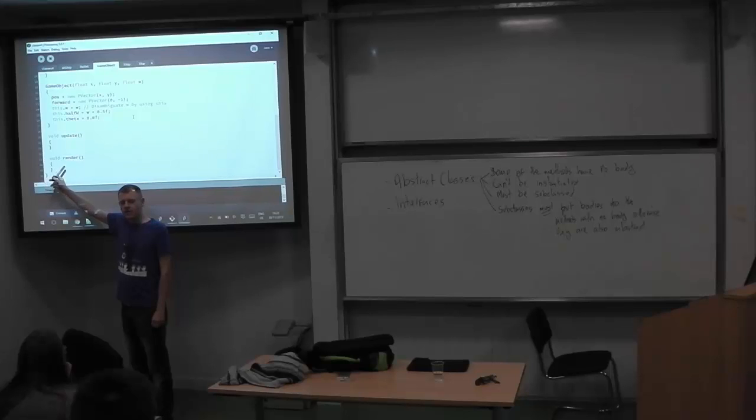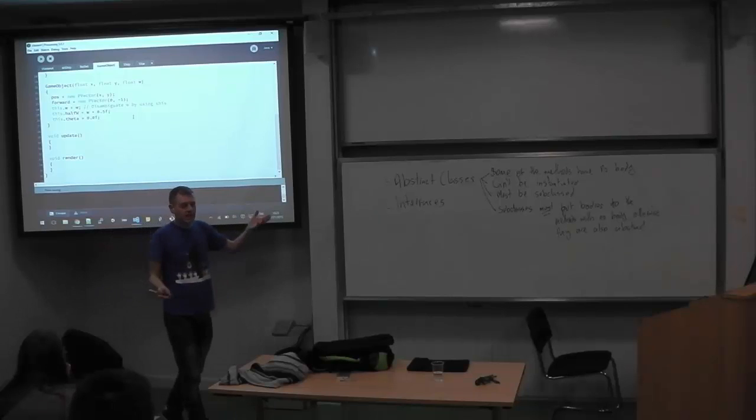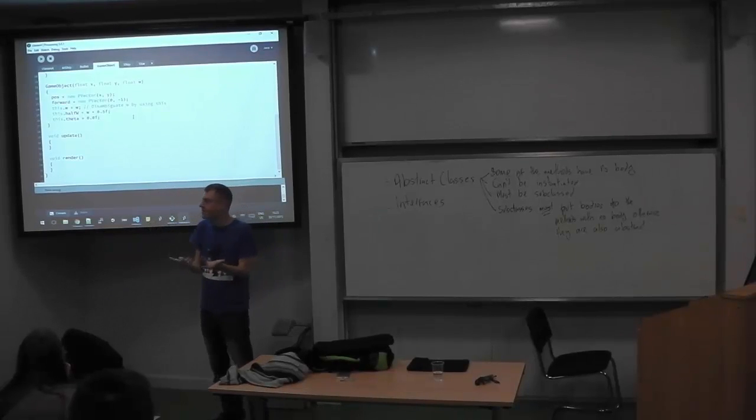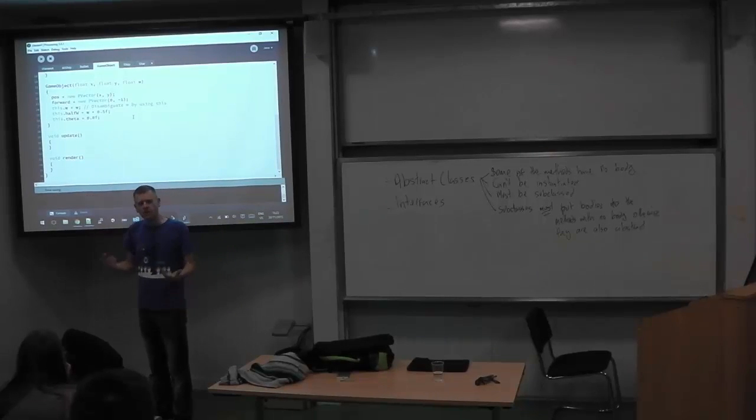Okay, so when you think of this example here, it doesn't make sense to instantiate a game object directly. We're always going to instantiate subclasses of game object. We're always going to instantiate bullets, or ships, or stars, or power-ups, things like that in the game. But we're never going to instantiate a game object directly, because a game object by itself doesn't make sense.